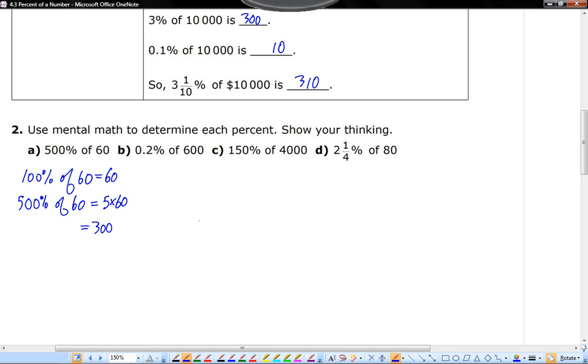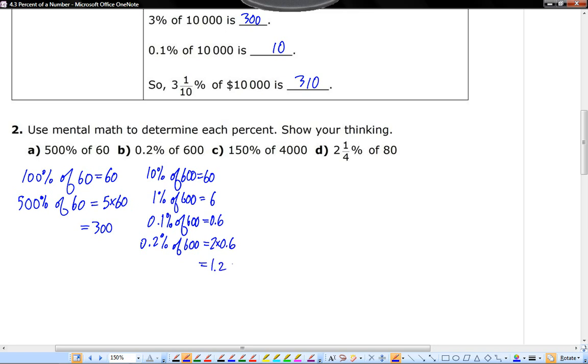The second one, if we want to do 0.2% of 600, we could start with finding 10% of 600, which is just 60. Finding 1% of 600, which will be 6. Finding 0.1% of 600, which will be 0.6. And so 0.2% of 600 is going to be simply twice as much, which will be 1.2.